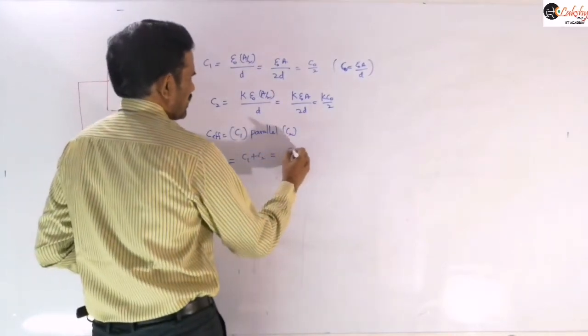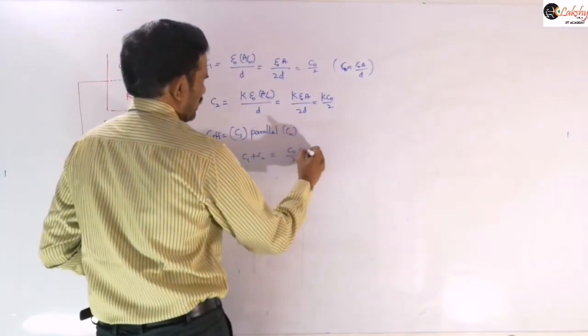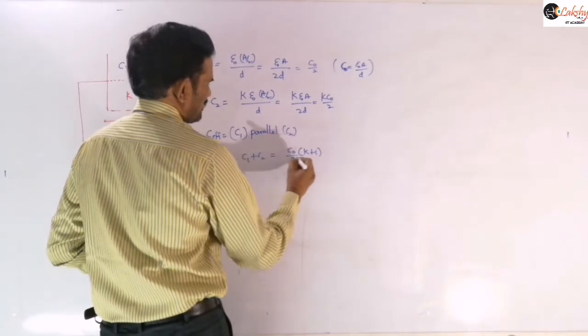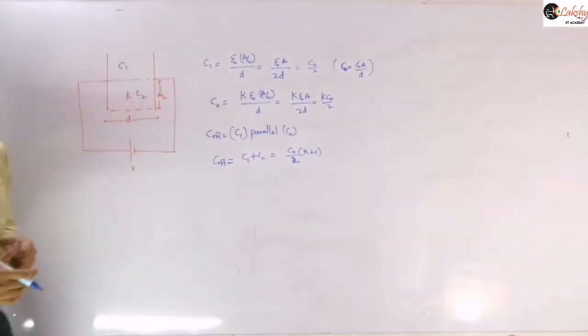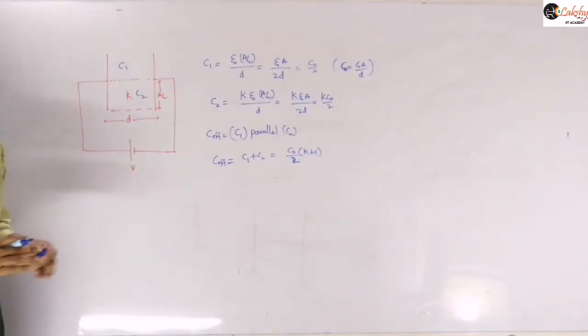Therefore, the C effective value we can write as C1 plus C2, which is nothing but C naught by 2 taken common, so that you will get C naught by 2 into K plus 1. So it is our effective capacitance of the system.